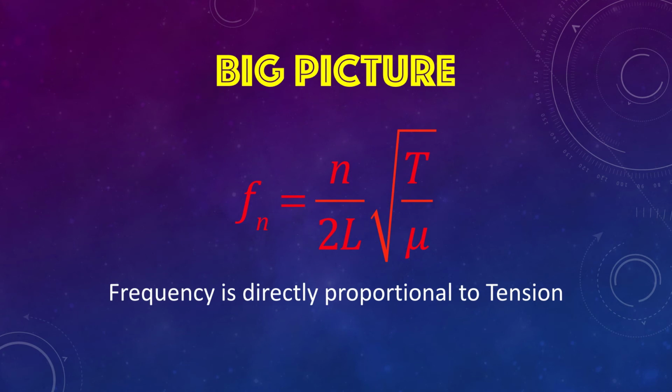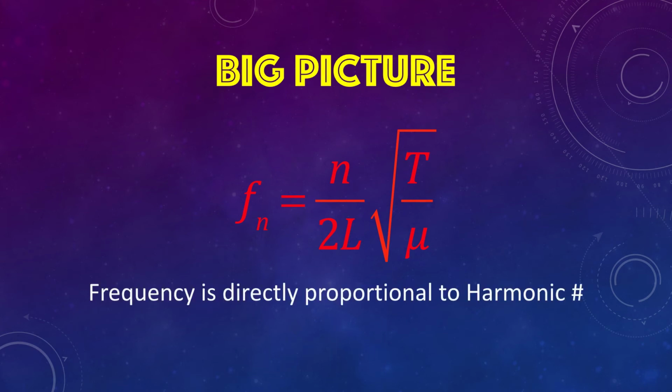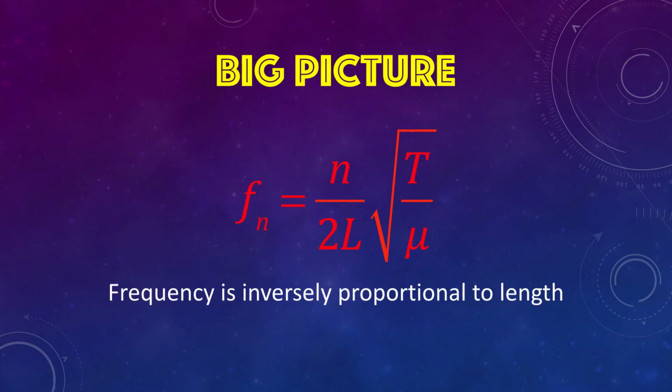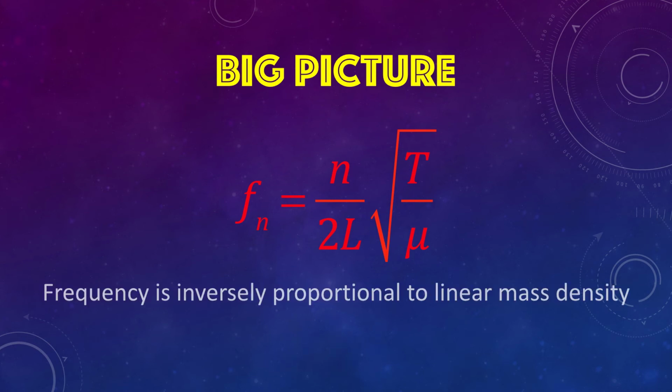Frequency is directly proportional to tension. So if a string gets tighter, the frequency will go up. Frequency is directly proportional to the harmonic number. As you go to the next harmonic, the frequency will be higher. Frequency is inversely proportional to length. So if you shorten a string, frequency will go up. Frequency is inversely proportional to linear mass density. If you change to a heavier string, keeping everything else the same, frequency will go down.